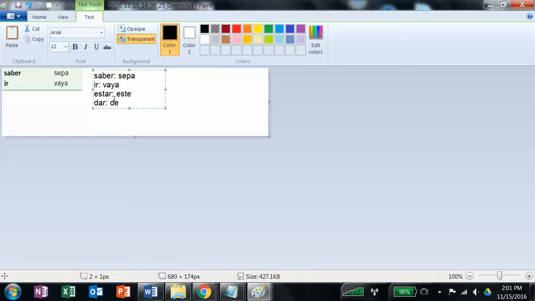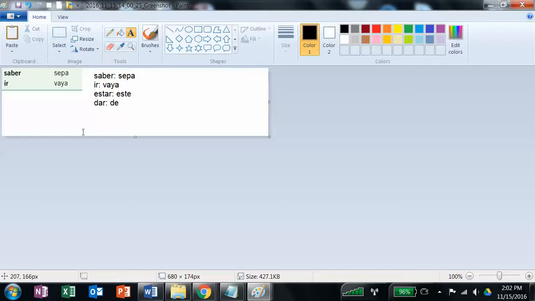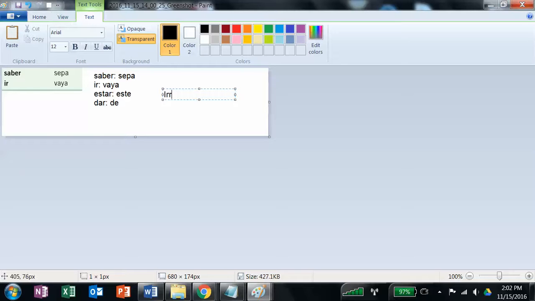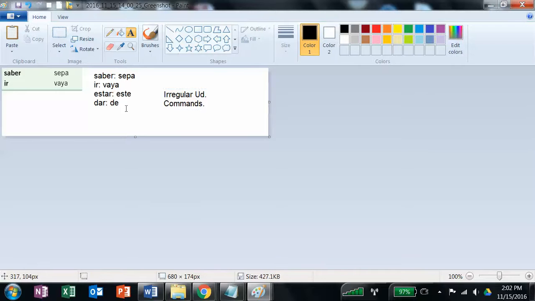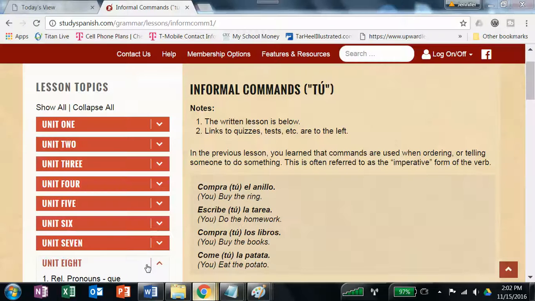So these are the ones that I can think of: sepa, vaya, esté, and dé, because these are the forms of saber, ir, estar, and dar, because they do not have an O that you can take off and add the opposite ending to. Okay, and you will just have to memorize them. And that, again, is for irregular usted commands. Okay, now I'm going to move on, though, and talk to you about tú commands.